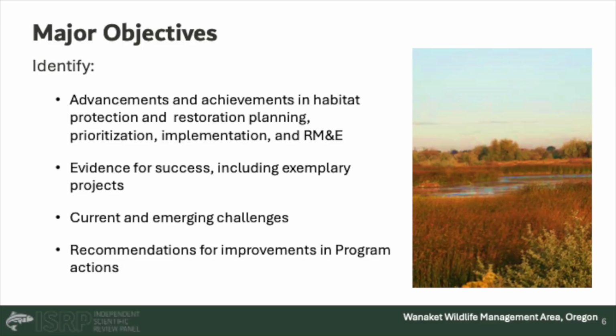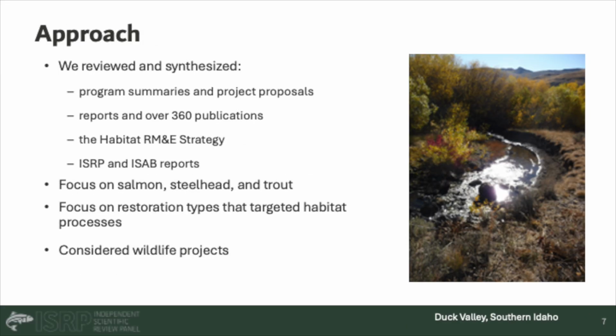The goal of the review was to inform decision makers, managers, and the general science community of advances and challenges in habitat restoration approaches for the Fish and Wildlife Program. Specific objectives are to identify advancements and achievements in habitat protection and restoration planning, prioritization, implementation, and RM&E; evidence for success, including identification of exemplary projects and elements and characteristics of exemplary projects; to identify current and emerging challenges; and then make recommendations to the council and to the proponents for improvements in program actions and approaches.